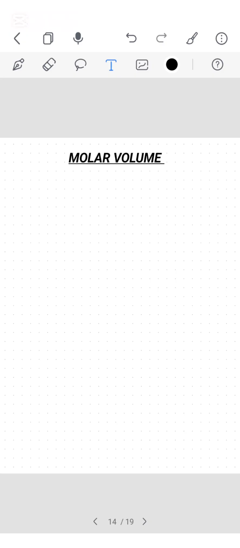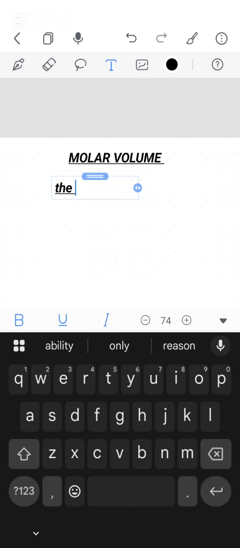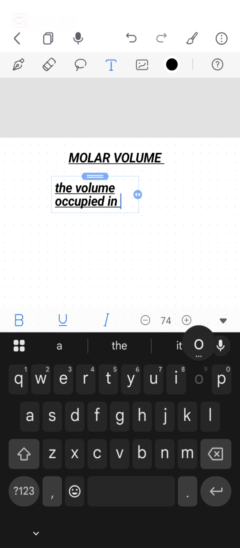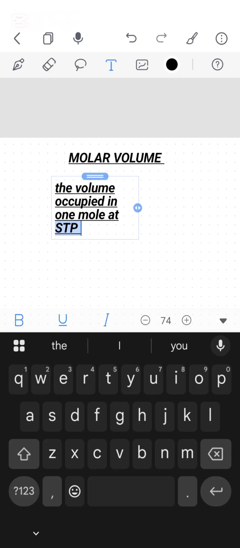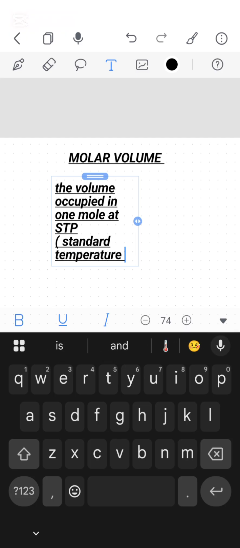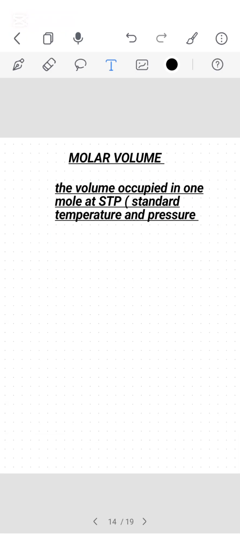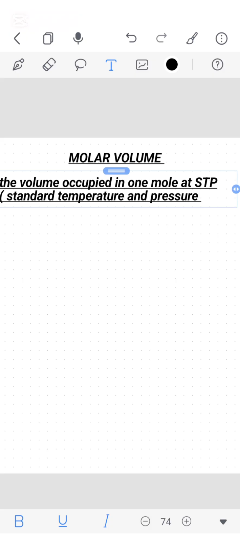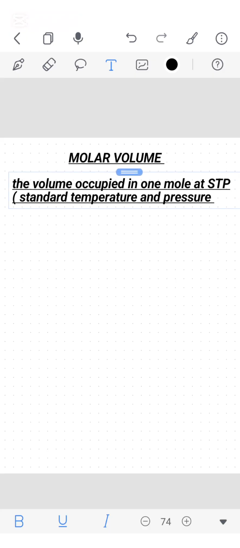So that is our today's topic, molar volume. So basically, what is molar volume? The volume occupied in 1 mole at STP. What is STP? Standard temperature and pressure. So this is basically the definition of molar volume. The volume occupied in 1 mole at STP is called molar volume.